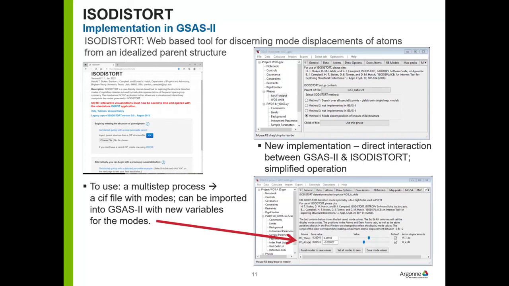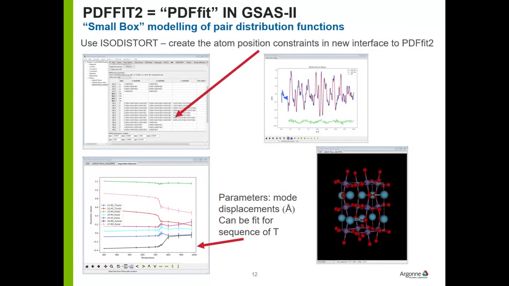These modes, in the next slide, can be used in a program for so-called small box modeling. Again, this is a standalone program that sits on your computer, and GSAS II calls it with all the appropriate information. It runs and comes back with the result. These rather complicated constraints on atom positions, which you can't see, were generated by running ISODistort. This is a case in which we knew the parent structure and the child structure, and what we're interested in is how this changes with temperature. What happens to those modes as we change the temperature?